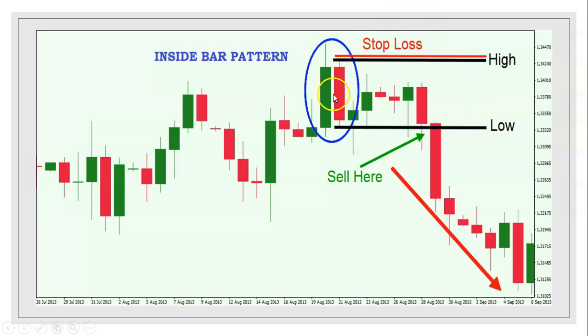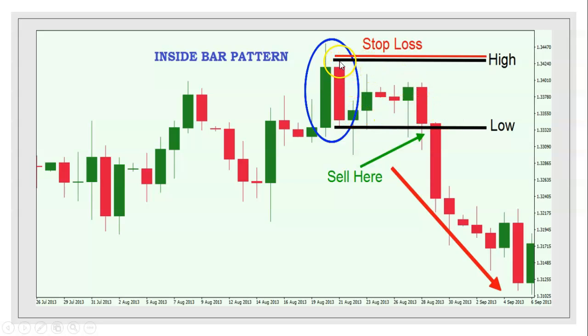This and this inside bars are the ones we were reviewing. These are all inside bars, all of them right here. Now here is the mother bar, and we're considering this mother bar and these inside bars.